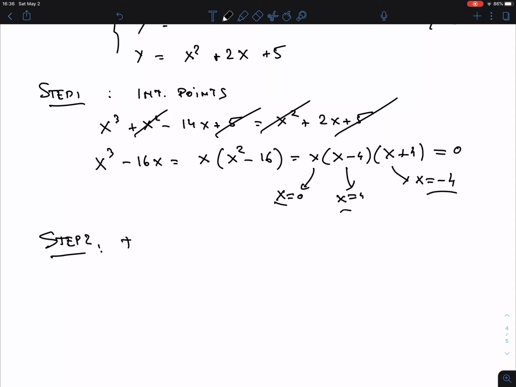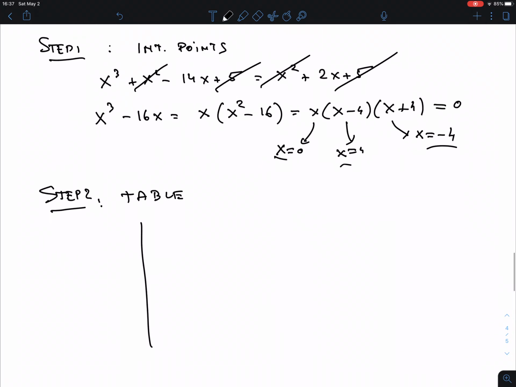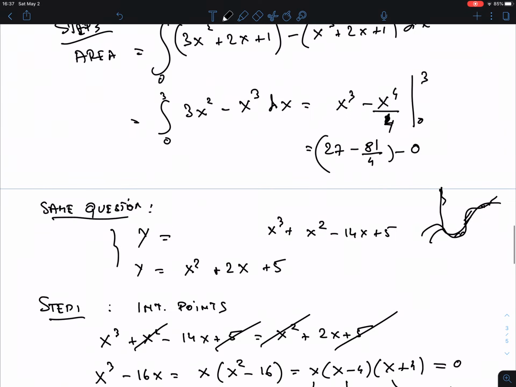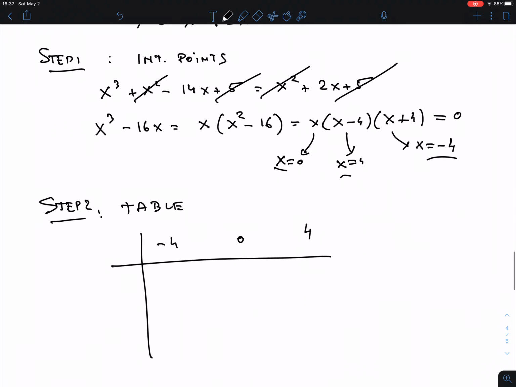So step 2, the table. Okay, but what has to go in the table now? So now you have to pay a bit of attention. What happens if you have more than 2 intersection points? Well, let's put them all there in order. So negative 4 has to come first, then 0, and then 4. So what is going to happen in general, the picture, one more time, will be something like this, right?